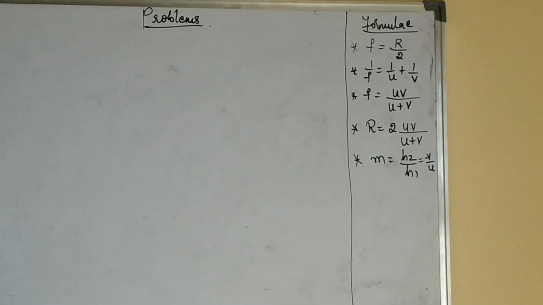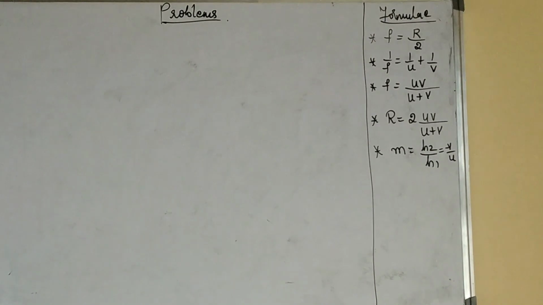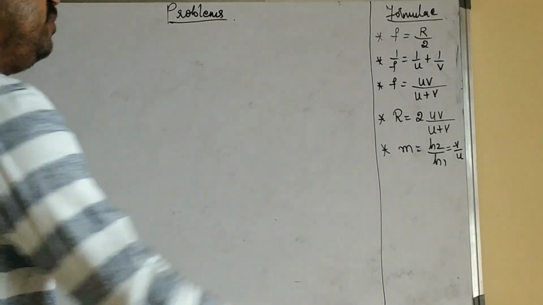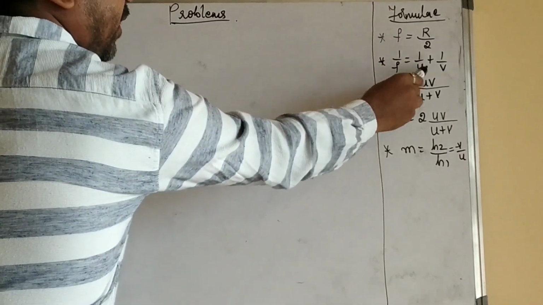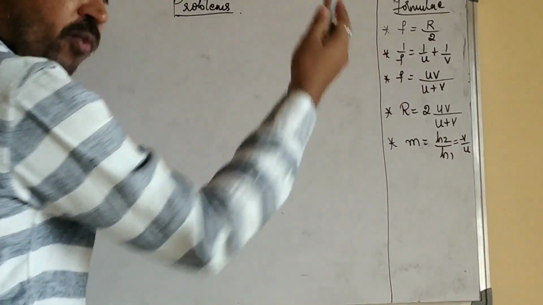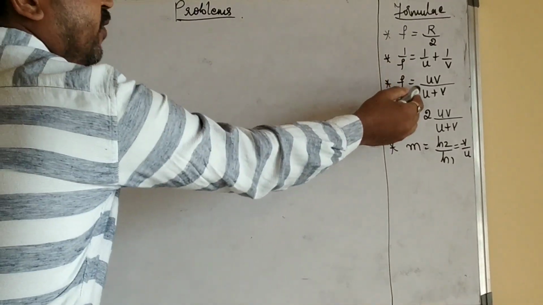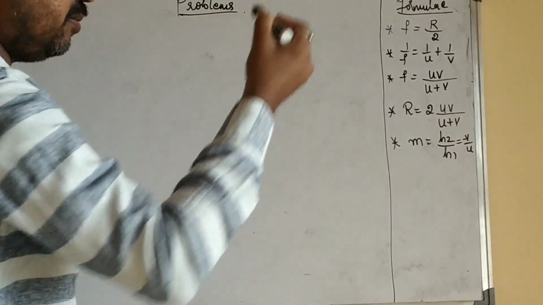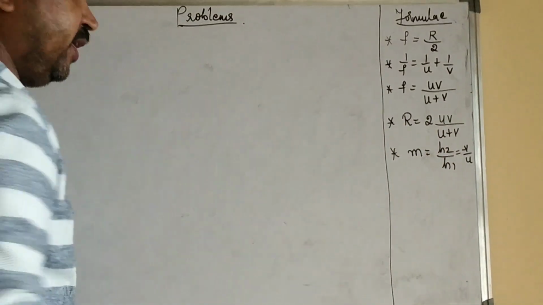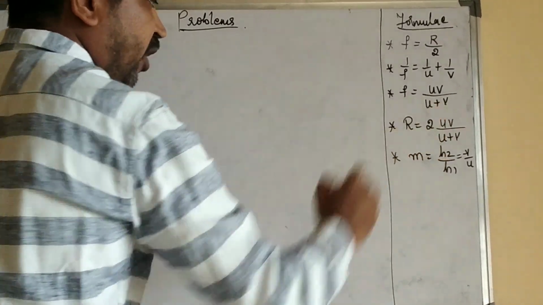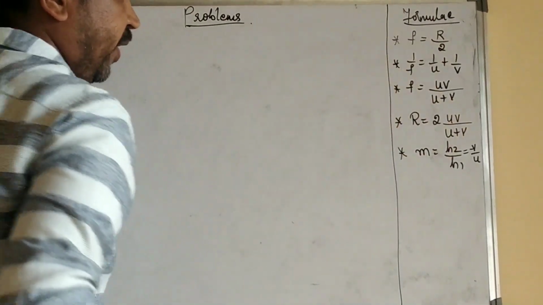Okay, students. Now we will move to the problems. What are the important formulas to be remembered for problems? F is equal to R by 2. 1 by F is equal to 1 by U plus 1 by V. If you modify that, for the problem's sake, you have to use F is equal to UV by U plus V, that is product by sum. R is equal to 2UV by U plus V, that is twice the product by sum. And you know that F is equal to R by 2 means R is equal to 2F.